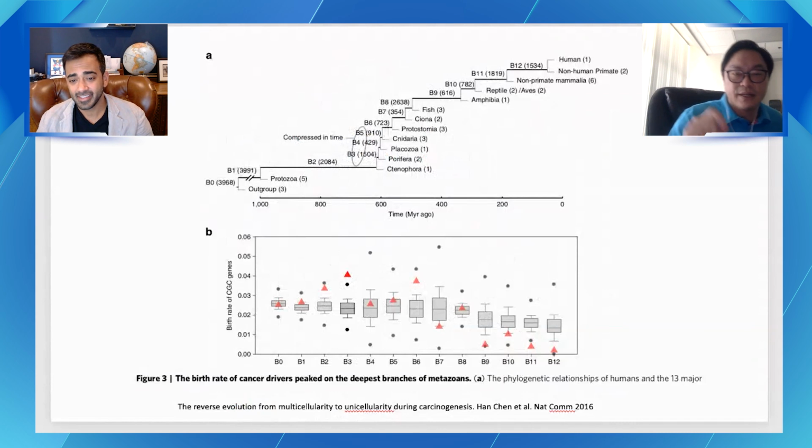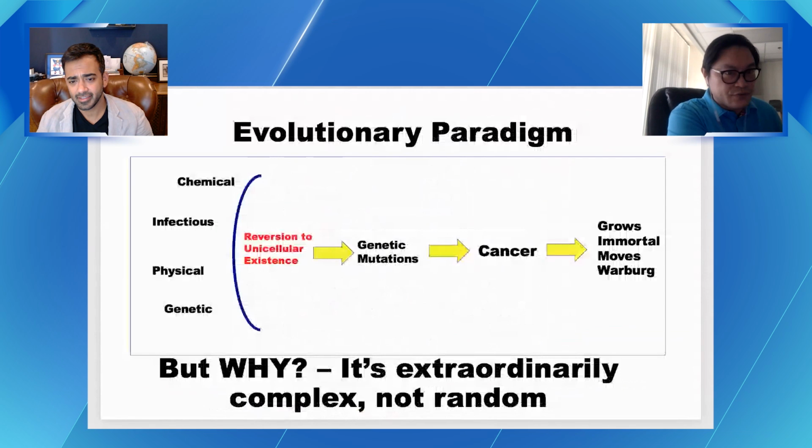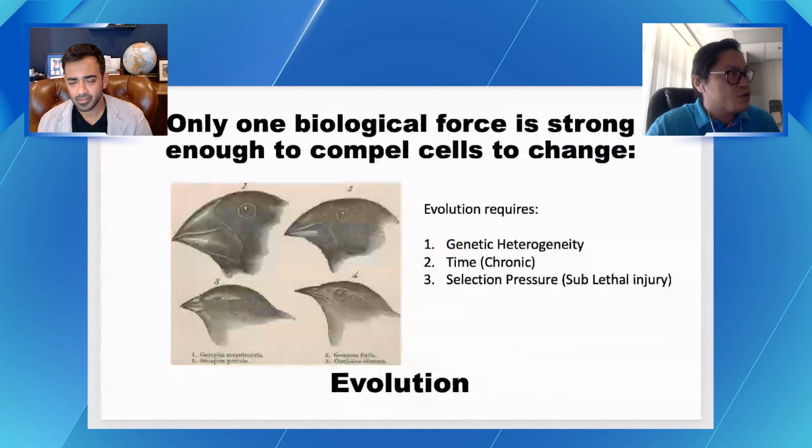So the question now is that we know that cancer is a reversion, an atavism towards the single-celled organism existence. But why? Why is it doing that? It's extraordinarily complex to do this, and it shows the same in everything. And there's only really one biological force that is strong enough, which is evolution. Evolution requires three things. You need genetic heterogeneity, you need time, and you need selection pressure.